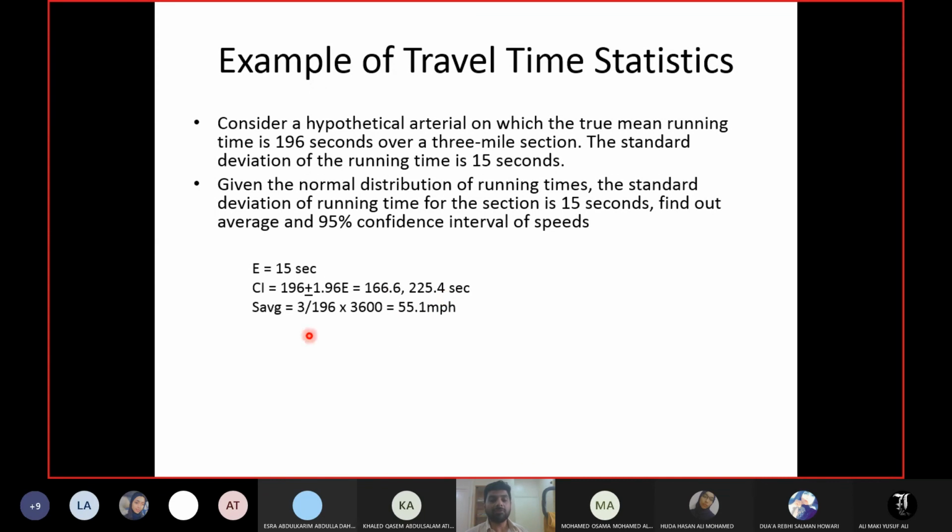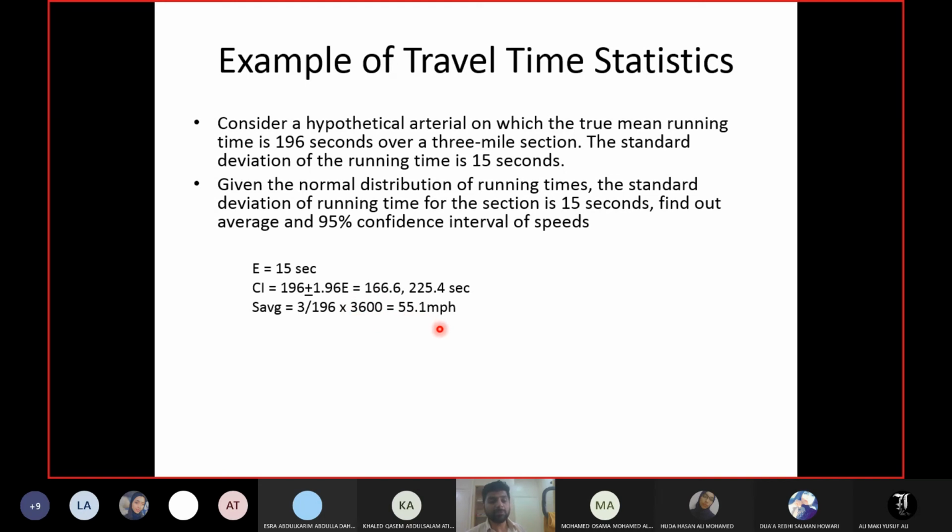So to calculate the average speed, take the length of the section, which is 3 miles given here, upon 196, which is the true mean running time. Okay, and then you multiply with 3600 to do what? To convert the seconds into hours, right? The speed will be in miles per hour, not miles per second. So you convert into miles per hour by multiplying it by 3600. So you get the speed 55.1 miles per hour.